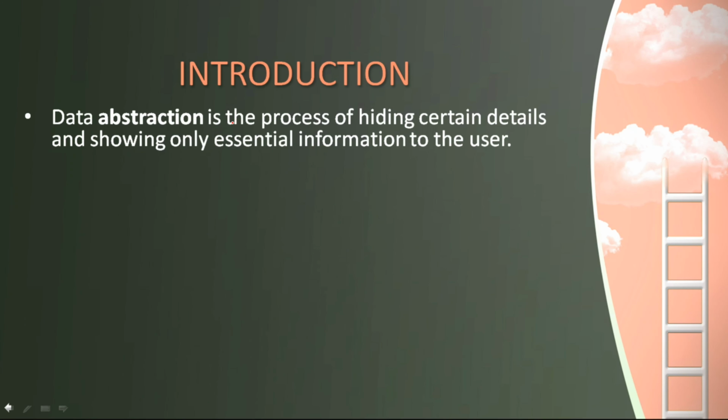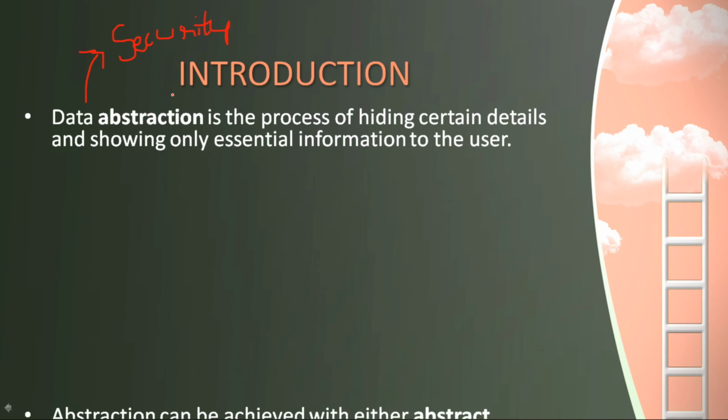Now let us discuss the topic of abstraction. Data abstraction is a process of hiding certain details and showing only essential information to the user. So when an abstract class or method is declared, it will hide certain details and show only the essential information that is required for the user. It means that the abstract method or class provides security to the data inside the class or method. The main aim of abstraction is to provide security to the data which is stored in the program.